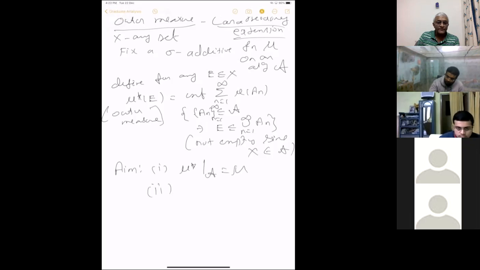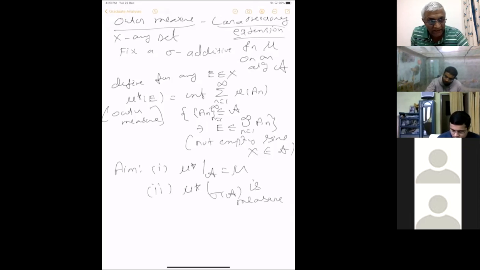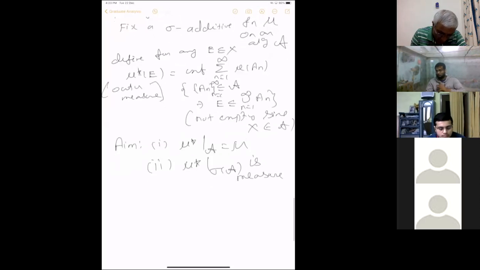Two, mu star restricted to the sigma algebra. This mu star is defined for any subset, on all subsets. So it is a measure. That's what we want to prove. But we will be doing something more. We will be defining it on a bigger sigma algebra than the sigma algebra of A. That's what we will be proving. So we will go one by one.